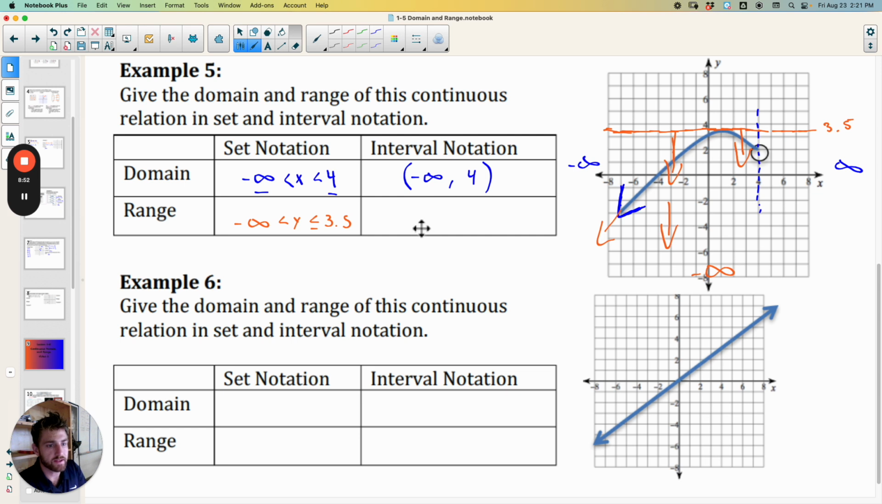So let's convert that. So this less than symbol is going to be a parenthesis, and this 3.5 is going to be a bracket. So now I'm going to put in negative infinity and 3.5. All right, so let's go on to example 6.